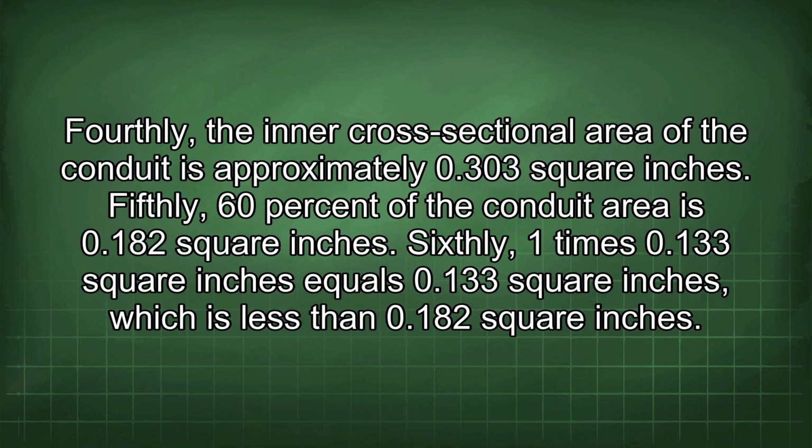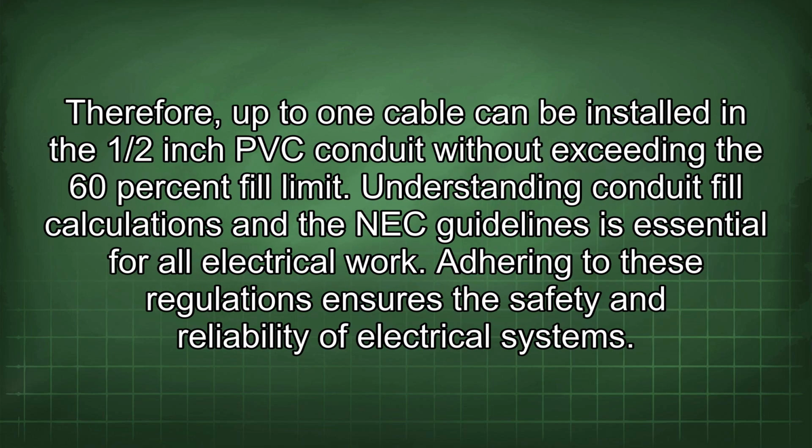Sixthly, 1 times 0.133 square inches equals 0.133 square inches, which is less than 0.182 square inches. Therefore, up to one cable can be installed in the 1/2 inch PVC conduit without exceeding the 60% fill limit. Understanding conduit fill calculations and the NEC guidelines is essential for all electrical work. Adhering to these regulations ensures the safety and reliability of electrical systems.